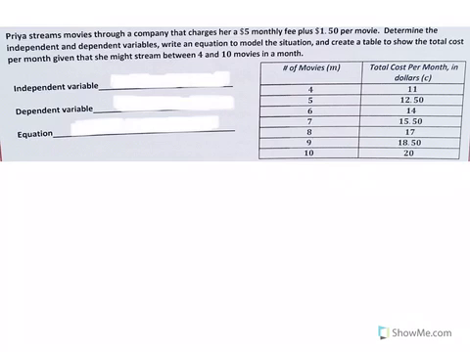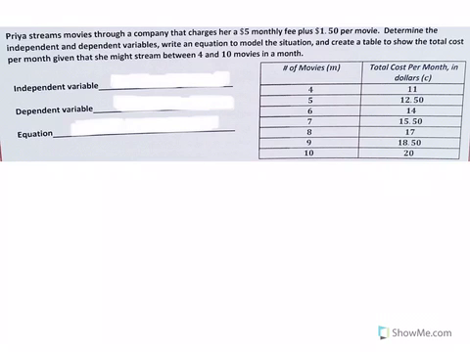Okay. Let's look at another example. We'll do one more here. Priya streams movies through a company that charges her a $5 monthly fee plus $1.50 per movie. Determine the independent and dependent variables, write an equation to model the situation, and create a table to show the cost per month given that she might stream between 4 and 10 movies in a month.